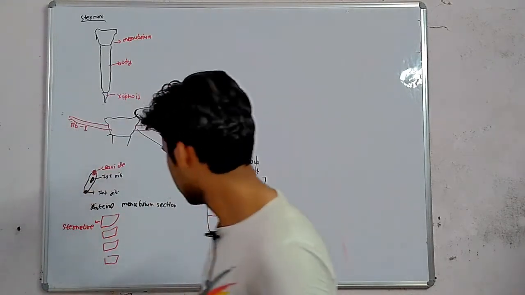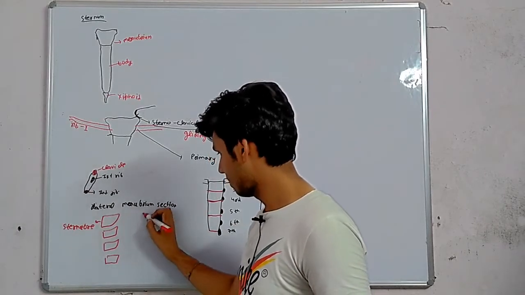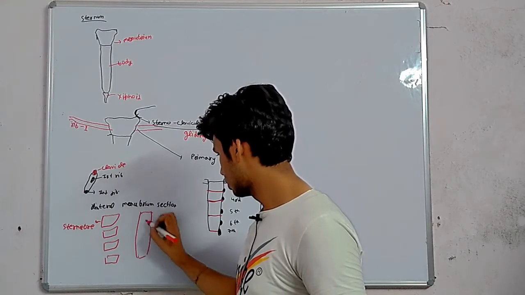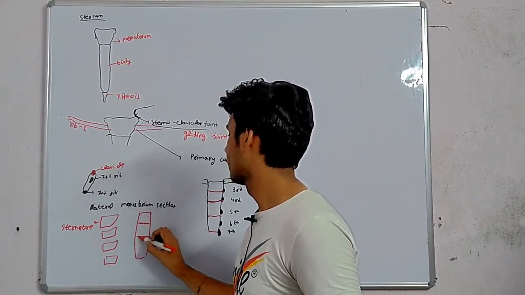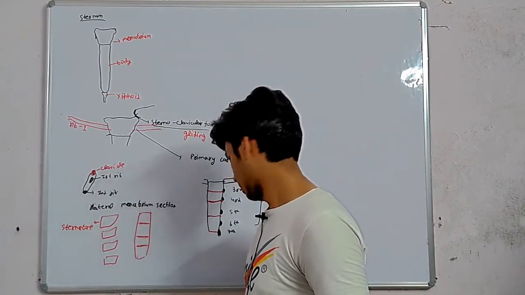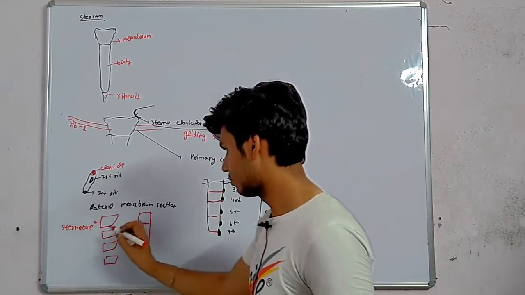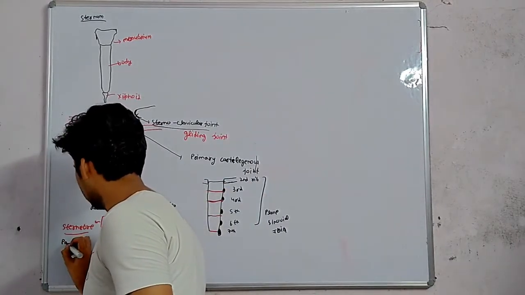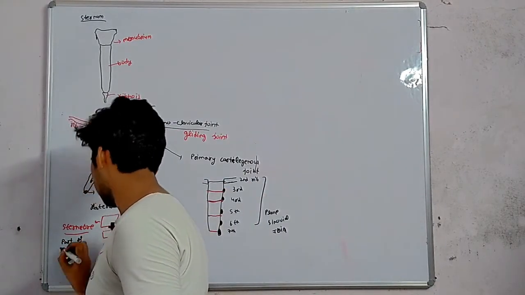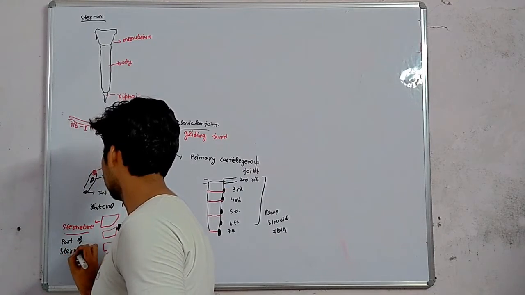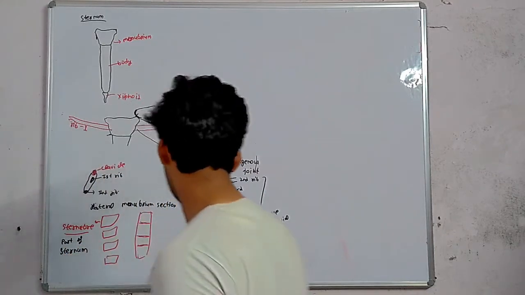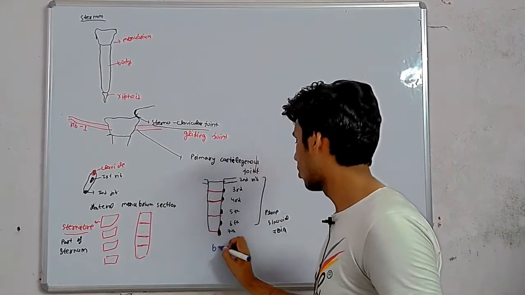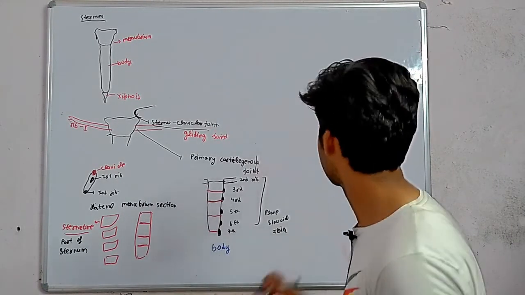These 4 sternebrae combine and form the body of the sternum like this. So we get ridges. Each one is called a sternebra, part of the sternum. So these are the ridges. Now let's talk about the xiphoid process. This is the body, and this is the xiphoid process.